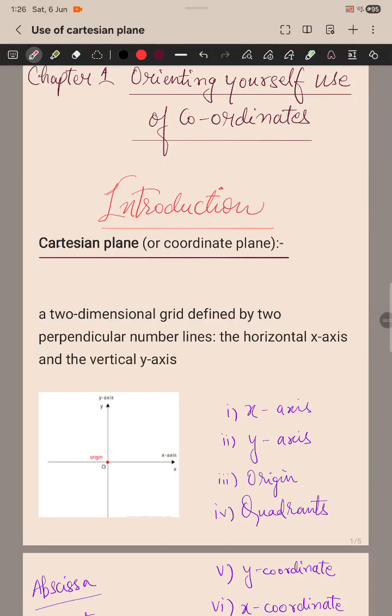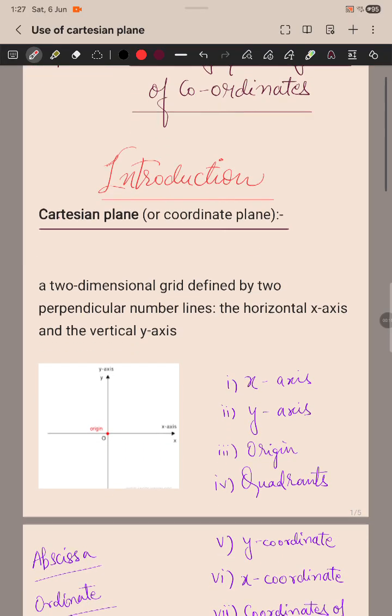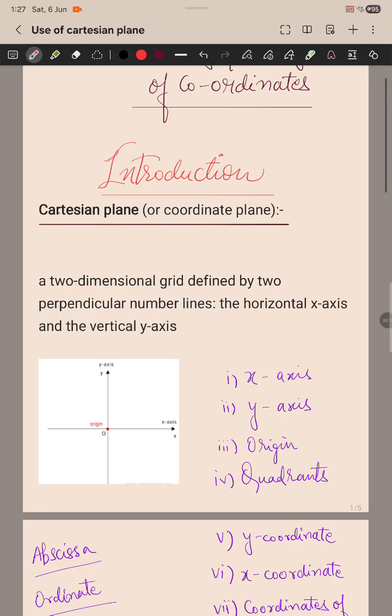Hello everyone. Today we are starting chapter 1 of mathematics class 9th. Chapter 1 is regarding orienting yourself, the use of coordinates. Here we will understand about the Cartesian plane, which is also called the coordinate plane. First of all, we will start with the introduction. Later on we will solve certain questions. Feel free to ask questions if you don't get the topic.